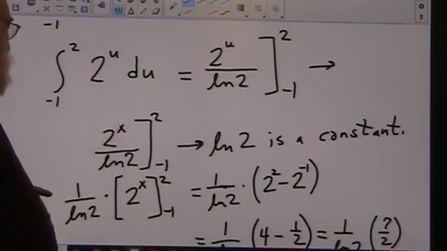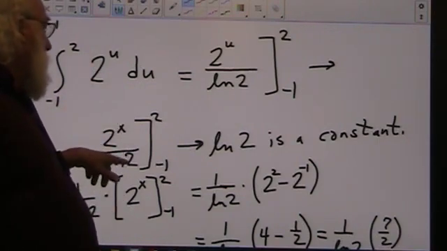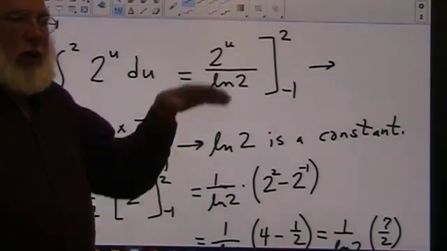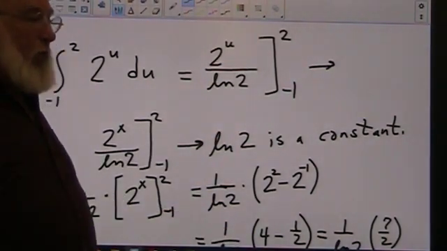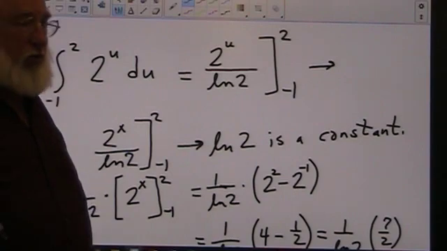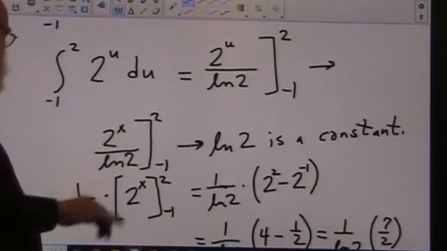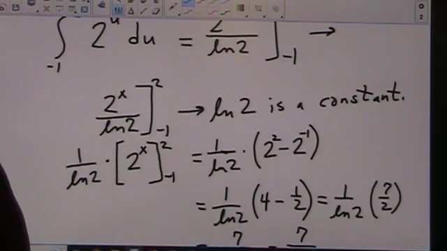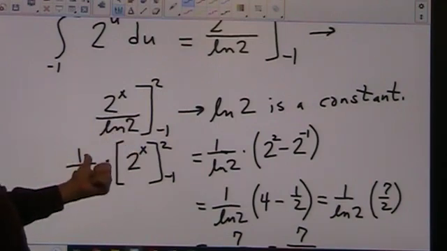So, we also know that the natural log of 2 is a constant. What value is it? I don't really care. If you want to punch it out and give me an answer for that, I'll probably have to spend a little more time grading your paper, but that's fine. We're just going to leave it as natural log of 2 and just pull it out of there.